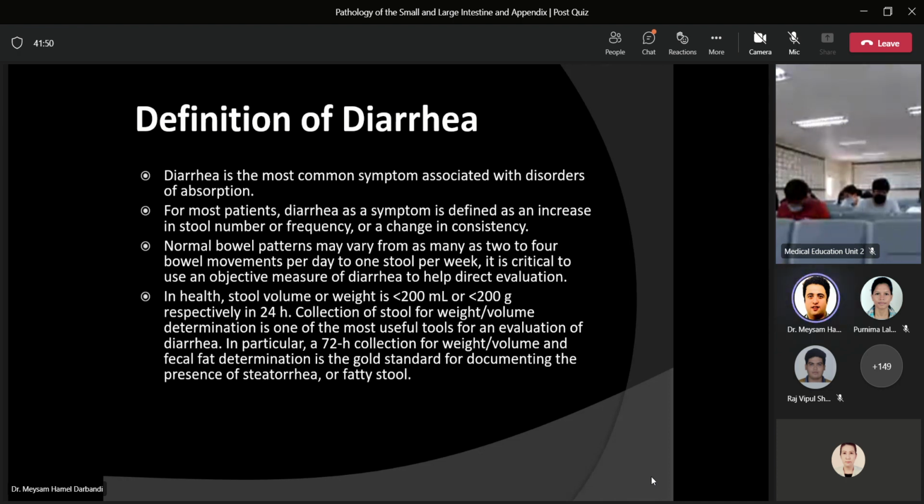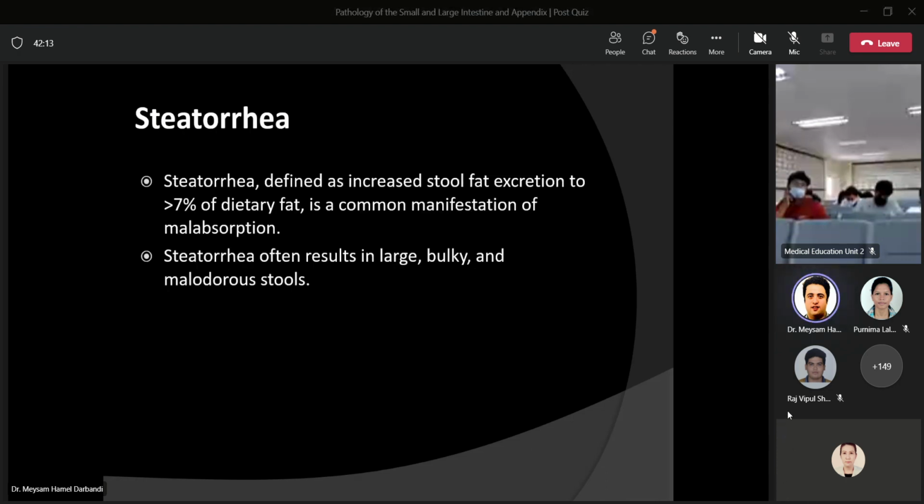Collection of stool for weight and volume determination is one of the most useful tools for the evaluation of diarrhea. In particular, a 72-hour collection for weight, volume, and fecal fat determination is the gold standard for documenting the presence of steatorrhea, or fatty stool. So what is steatorrhea? Defined as increased stool fat excretion to more than 7% of dietary fat. It's a common manifestation of malabsorption, right?